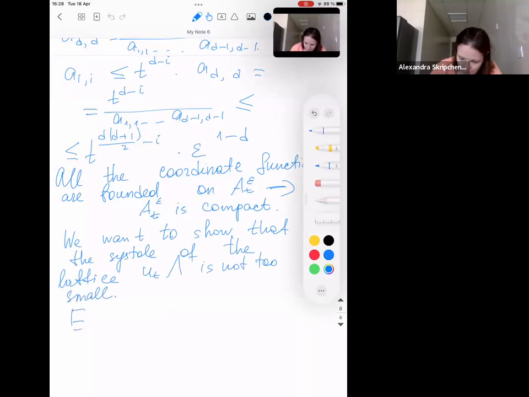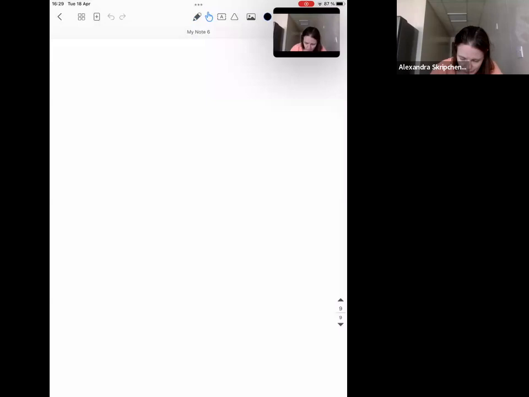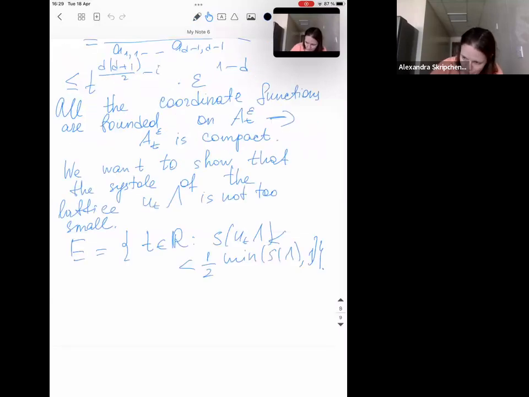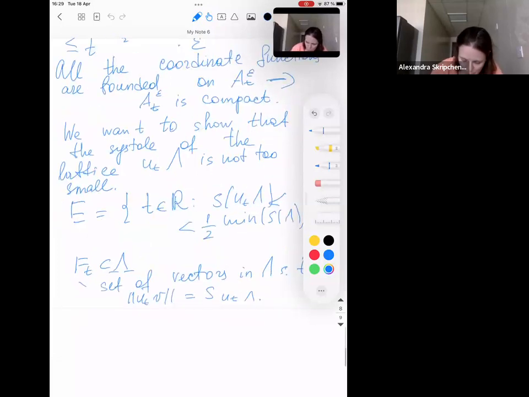So we set E as it's a systole, so we consider such a set. And what do we want to know about this set? First, we make one more notation. We say that phi t is a part of this lambda. It's a set of vectors such that their norm coincides with the systole. So it's those vectors which establish this minimum.